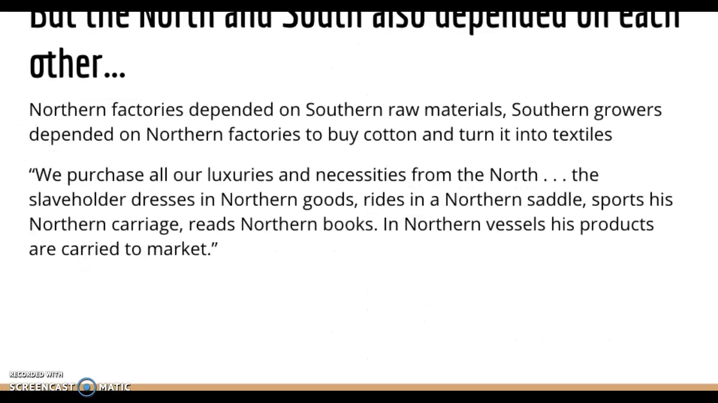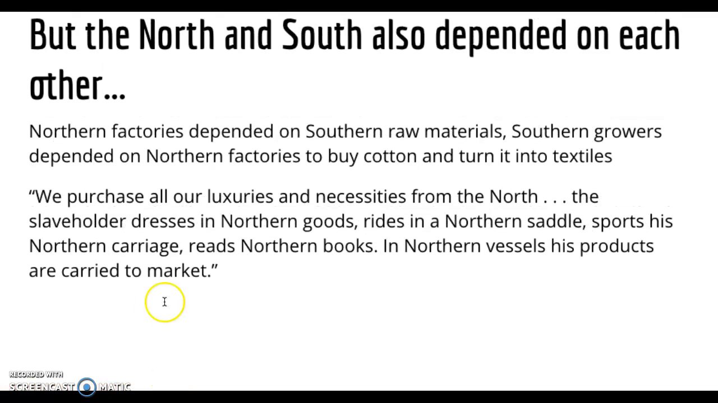The North and the South also depended on each other, though. Since the South was growing and the North was producing, the North needed the raw materials from the South to manufacture into things like cotton. And the South needed the Northern machinery and factories to buy their cotton and manufacture it into goods.